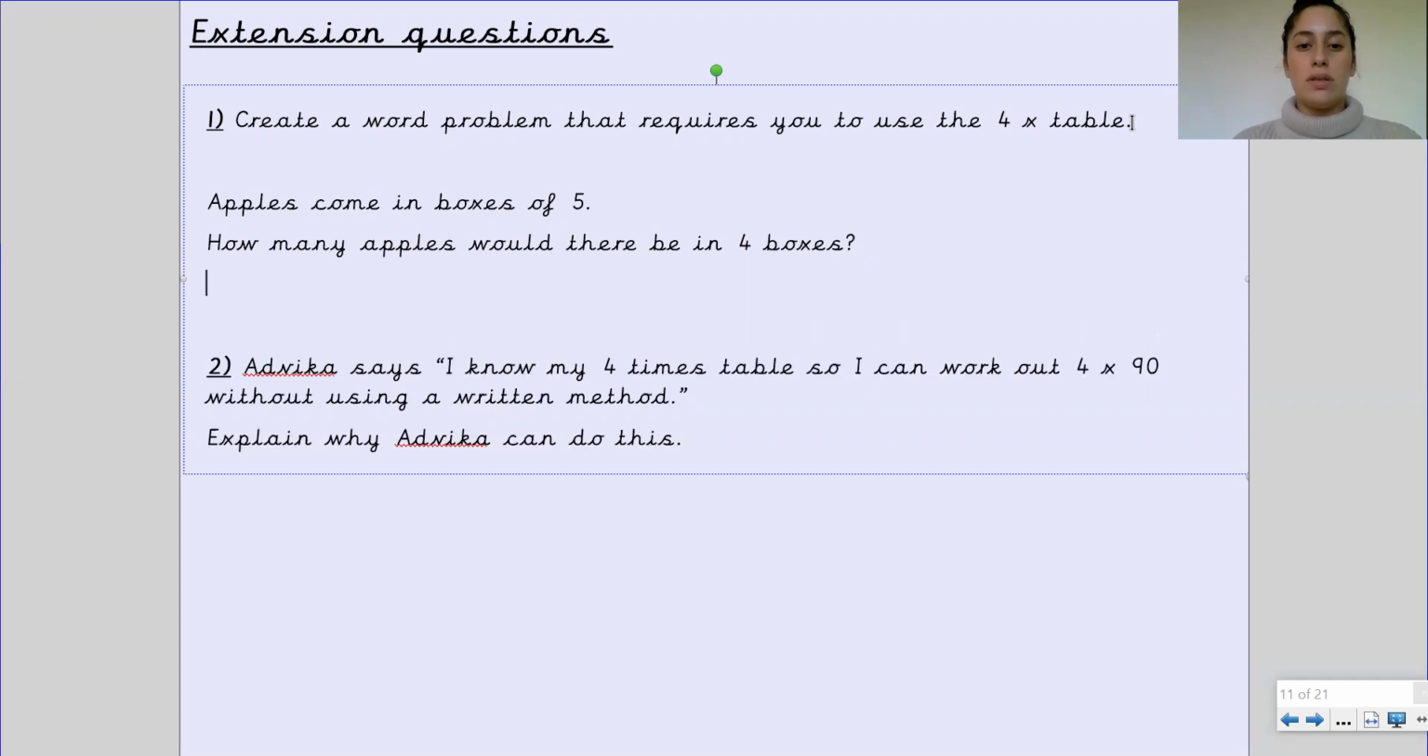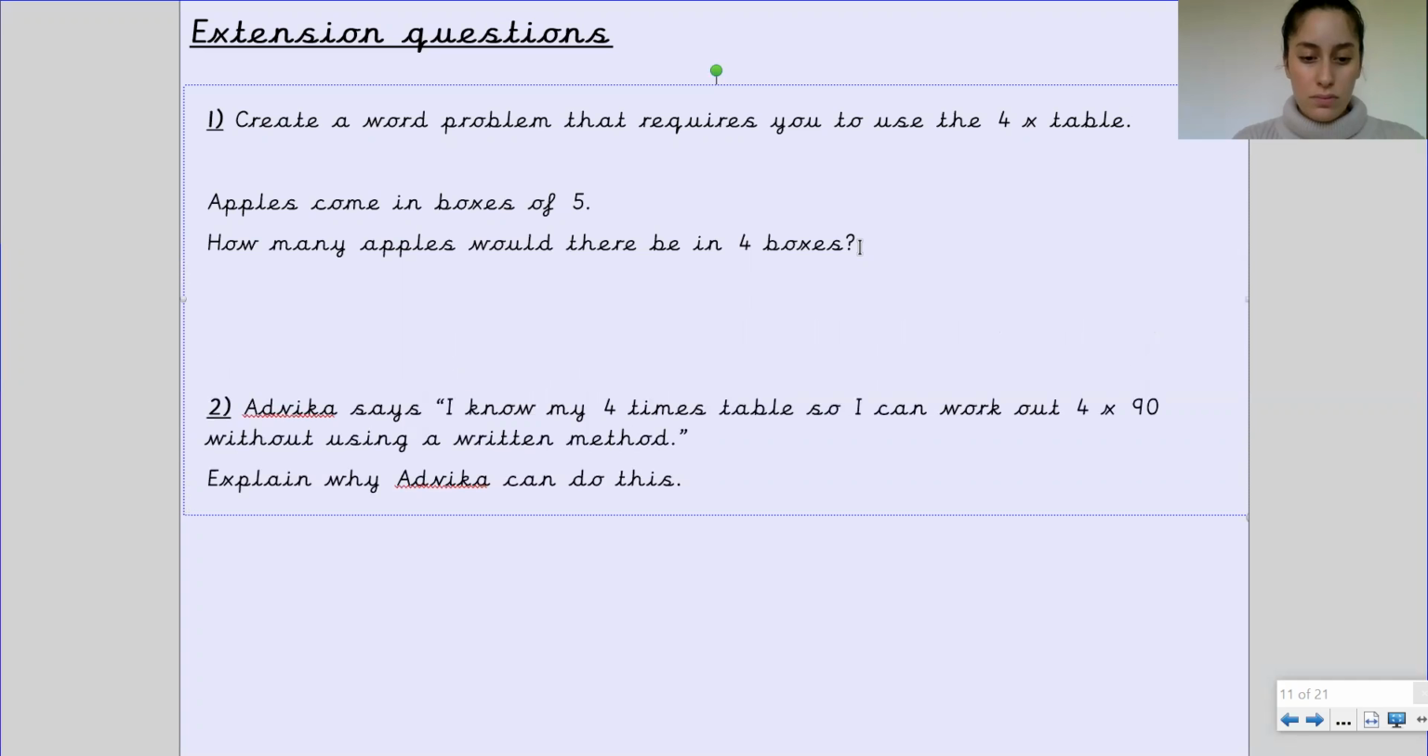Apples come in boxes of 5. So you can look at the boxes as groups. They come in groups of 5. So each group has 5 apples in them. How many apples would there be in 4 boxes? So how many equal groups do we need? So we could do 5, because there are 5 apples in each box, times 4, because we've got 4 equal groups.